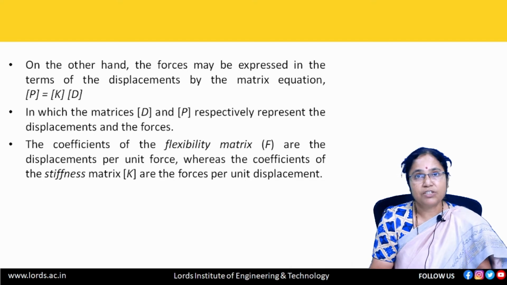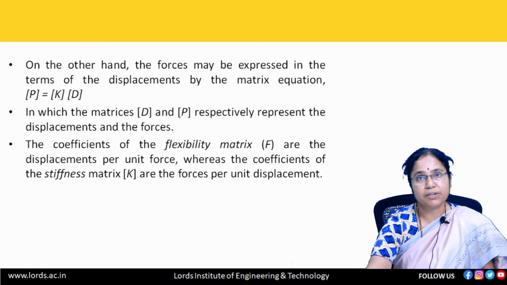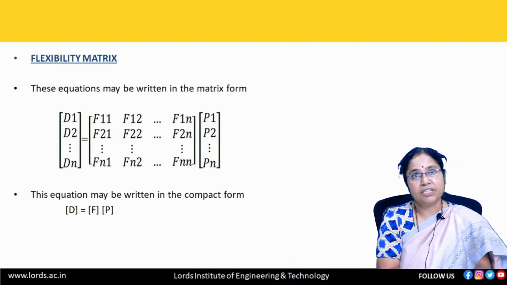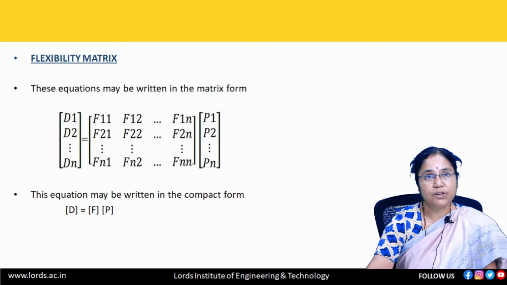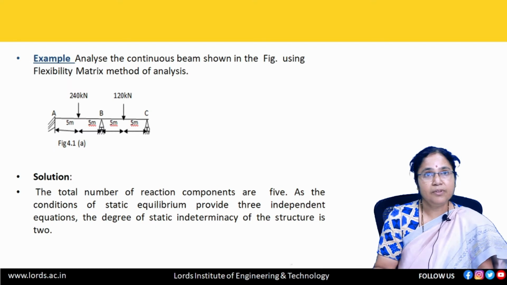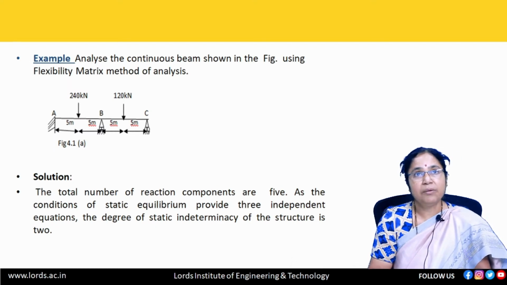The coefficients of flexibility matrix F are the displacements per unit force, whereas the coefficients of the stiffness matrix K are the forces per unit displacement. These equations may be written in the matrix form as matrix D equal to matrix F into matrix P. This equation may be written in the compact form as D equal to F into P. We will see an example on the flexibility matrix method of analysis.